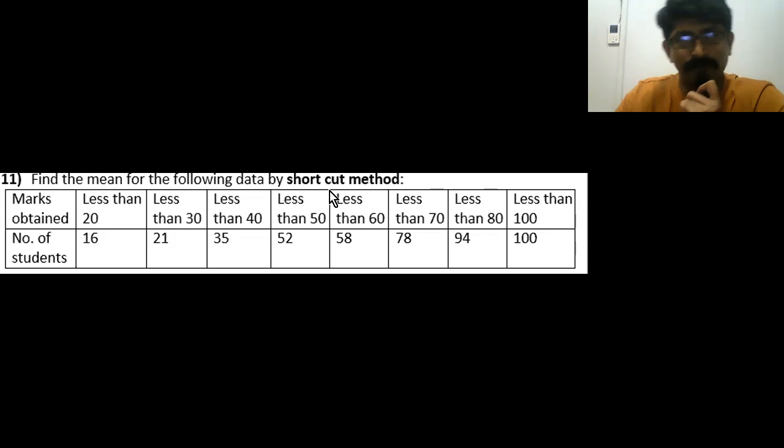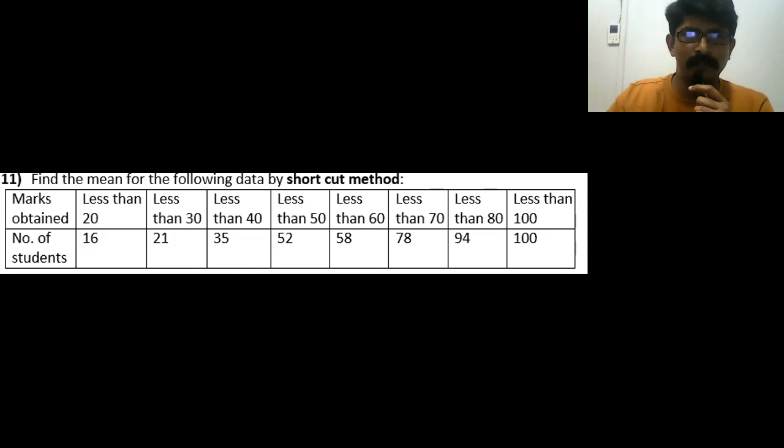Find the mean of the following by using the shortcut method. Now the marks obtained, if you see, are less than 20, less than 30, less than 40, less than 50. So whenever there is a less than or more than, the number of students is nothing but cumulative frequency. So write down quickly, students, in your diary or in your book: whenever it is less than, it's not a frequency, it's a cumulative frequency. Written? So students, let's move ahead.